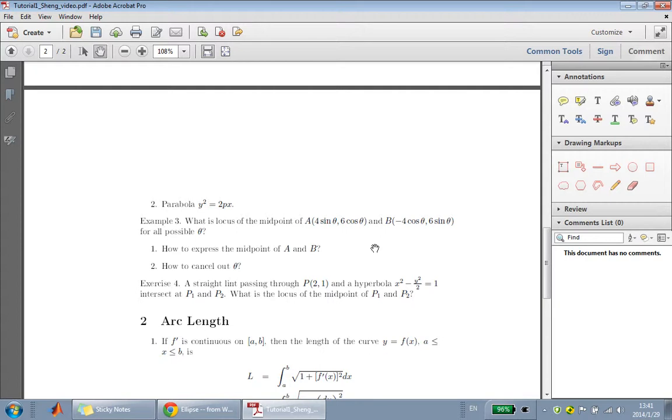That part is tricky, so it's different for different examples. But the point is, you need to cancel out that parameter, cancel out theta in this case. Let's think about it. First we know that A is an ellipse, right? So B also represents a point of an ellipse, and the answer for this question is also an ellipse.